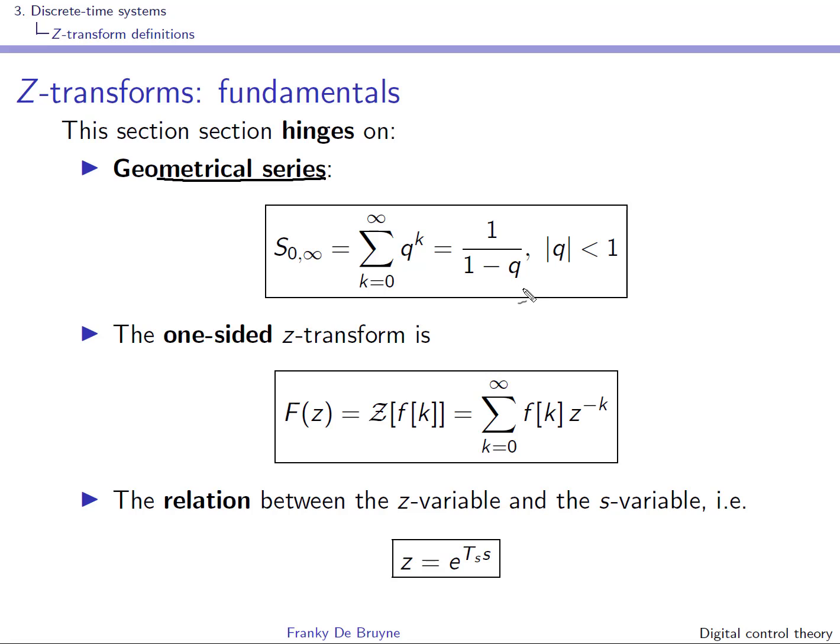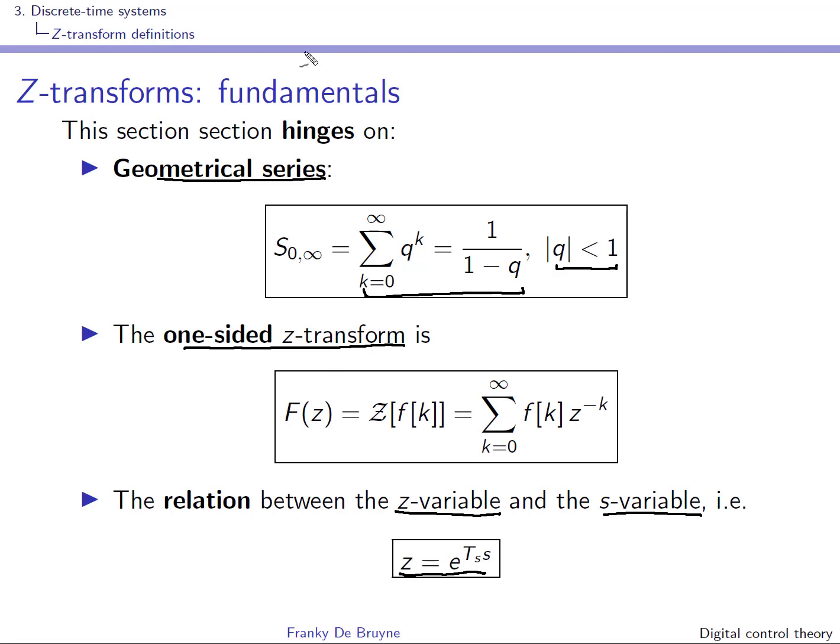Okay, so this sum over here is equal to 1 over 1 minus q. Remember that this formula is only valid under the assumption that the modulus of q is smaller than 1. Then there is the one-sided z-transform. This is something that you should be able to obtain from the Laplace transform of a sampled signal. And remember that once you write this z-transform at some stage, you say that z is written as the exponential of Ts s. So there is a relation between the z variable and the s variable.